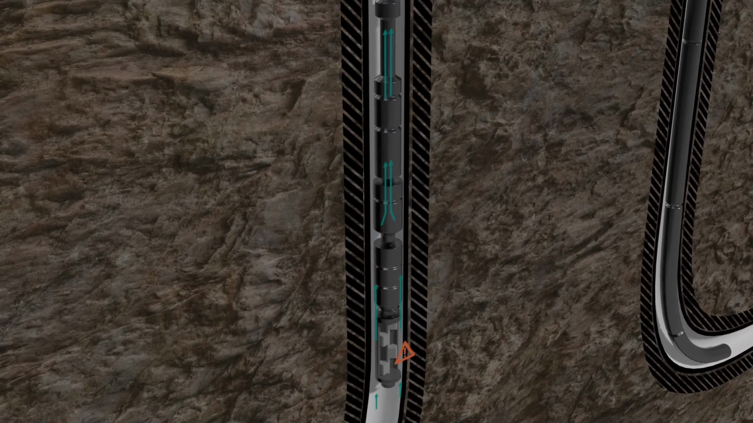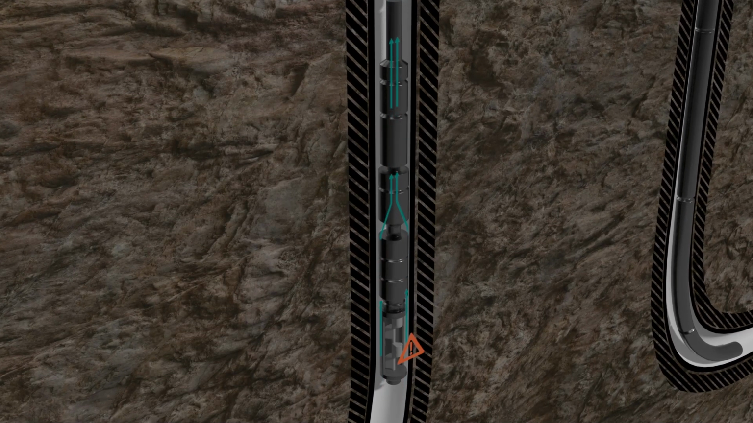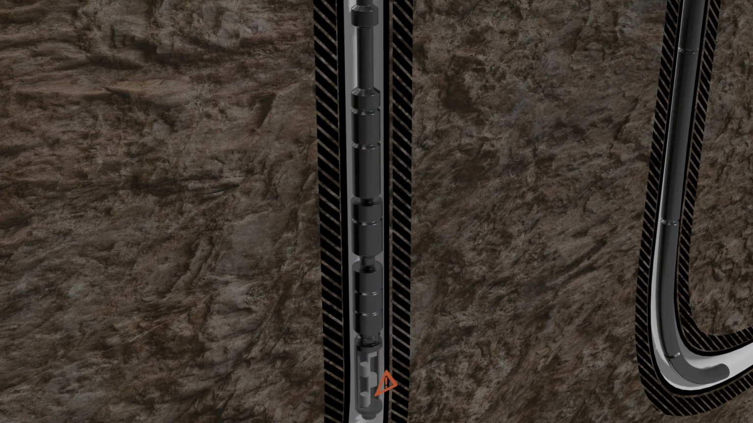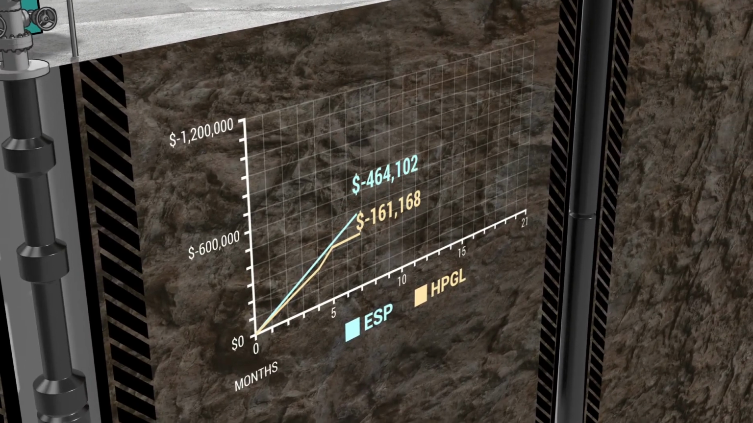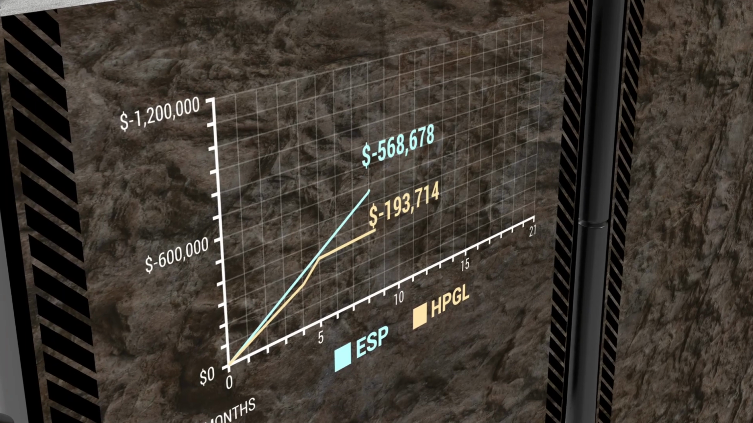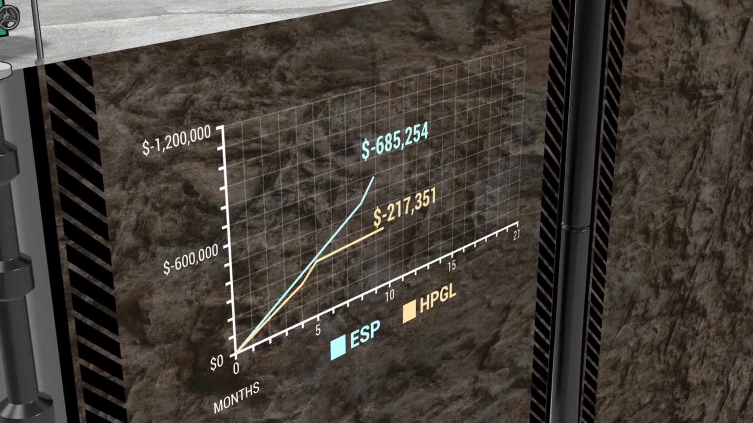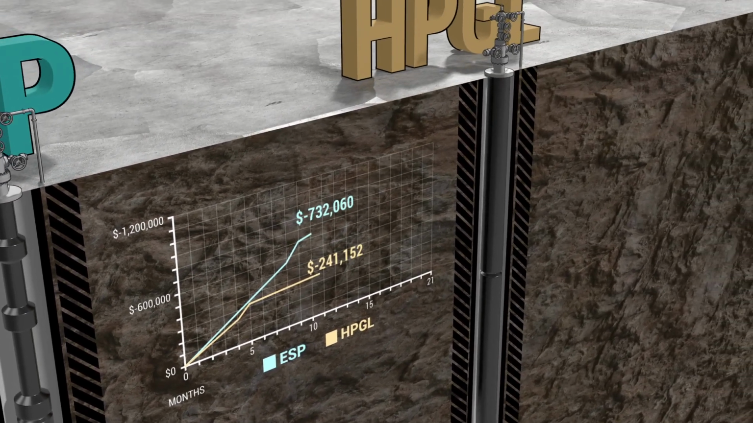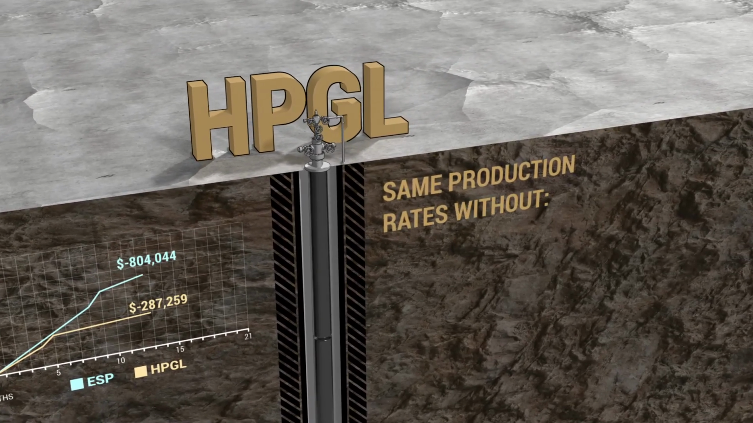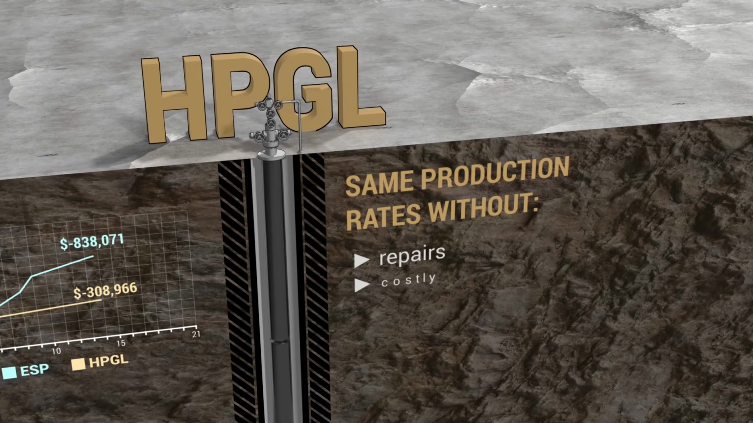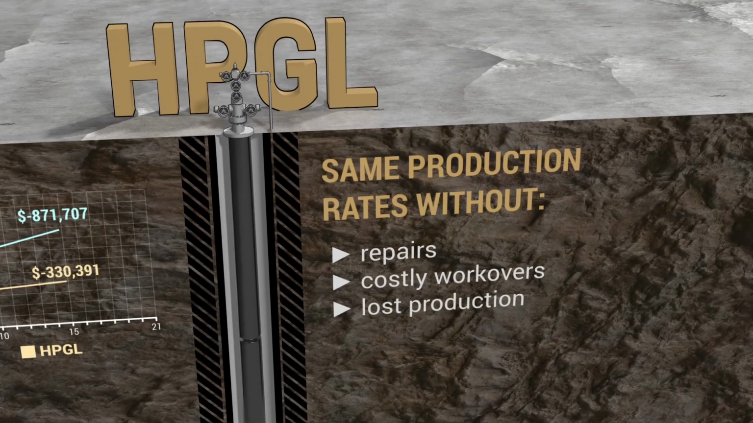They are prone to failure when sand and gas are present, as is the case in most unconventional wells. When these elements enter the production stream, they reduce the life of the ESP. Operator cost then goes up as ESPs are often expensive to repair and production is also lost when wells are shut in for a workover. Alternatively, HPGL offers the same or better rates of ESP fluid production without the upfront expense of repairs, costly workovers, and lost production.